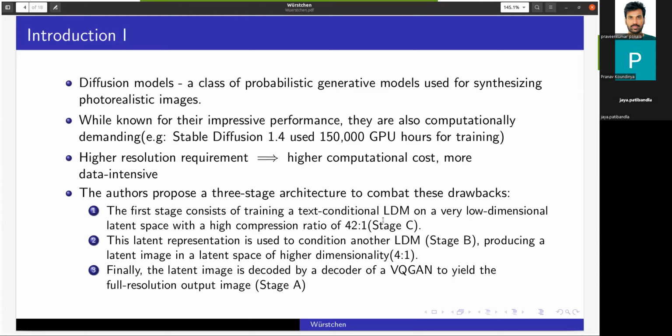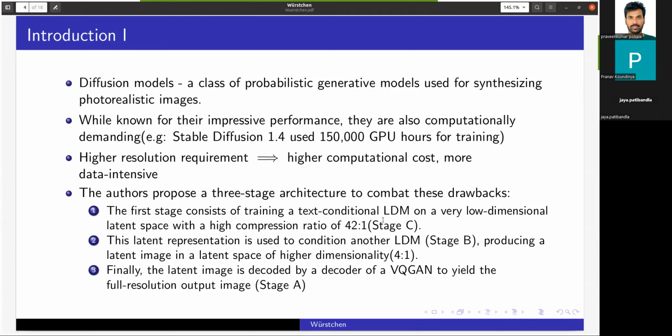is to tackle this problem using multiple stages and try to minimize the downsides step by step. So the first stage consists of training a text conditional latent diffusion model on a very low dimensional latent space. So this first stage is used to generate some extremely compact latent space representation, which is used to guide the diffusion process of another LDM, which is stage B.